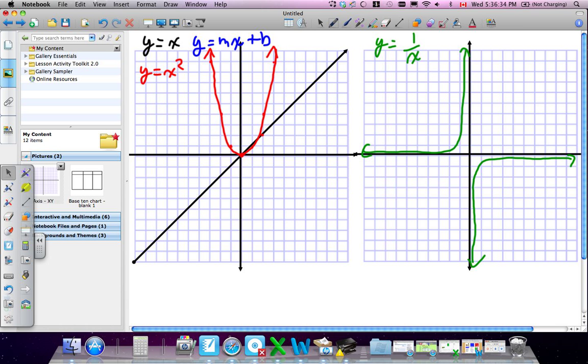That would be written as y is equal to the absolute value of x. Okay? So the only difference between y equals x and y equals the absolute value of x is that once it goes to the negative side, y is still positive. It always stays positive. Does that make sense? Okay.